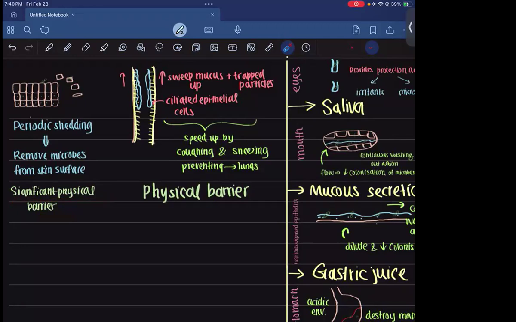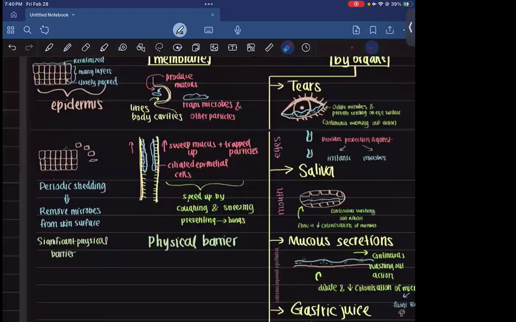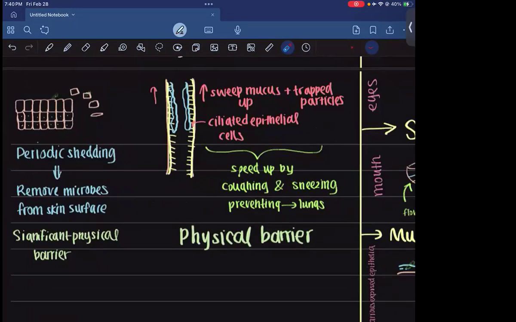Okay, so this is about skin. Skin is the first type of innate immunity, the first type of external defense or barrier defense we are learning. So how does skin look? Skin will be having several layers of closely packed cells. And what does it have on top of it? It will be having a protein called keratin. This skin has a function of periodic shedding.